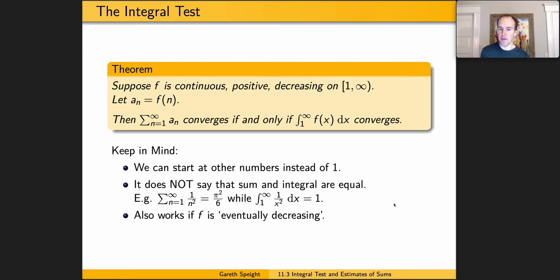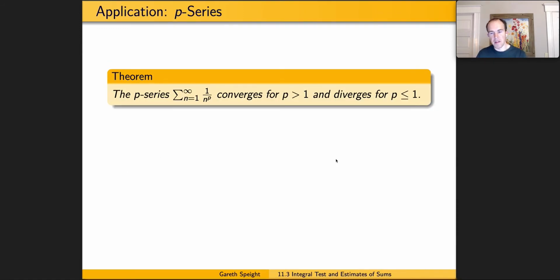Okay, and it also works if f is eventually decreasing. It doesn't have to always be decreasing, but most of the examples you see will be. One application of this is we can finish classifying the p-series. The p-series, the sum of 1 over n to the p, converges for p strictly bigger than 1 and diverges for p less than or equal to 1. We saw this with p equals 2: a couple of slides ago we saw that 1 over n squared converges. This is p equals 2, bigger than 1. And we saw that the sum of 1 over square root of n diverges. That was p equals a half, which is less than or equal to 1.